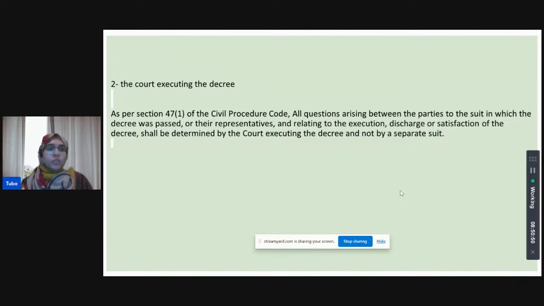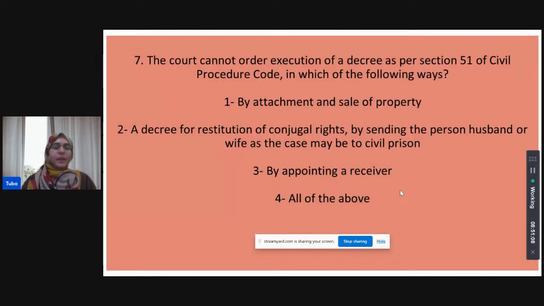So if there are questions between the parties which relate to the execution, discharge, or satisfaction of the decree itself, the court executing it will be the court tasked with determining these questions. It will not be done by a separate suit. The court executing will be determining these questions.